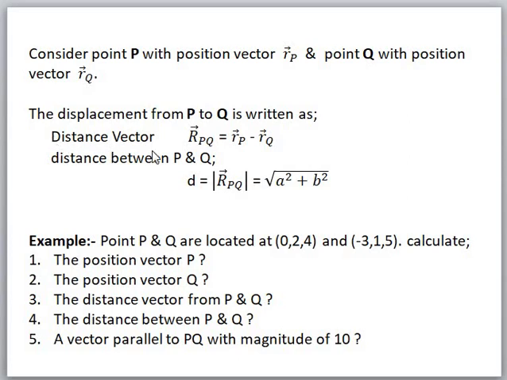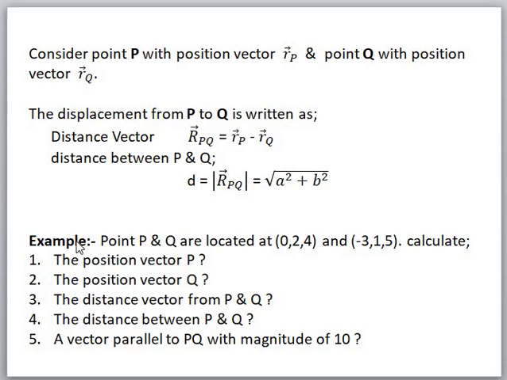Now the distance vector is represented by capital R_PQ, which is equal to the position vector of Q minus the position vector of P. This formula is the distance vector. Now let's see the distance between P and Q. The distance D is equal to the magnitude of the distance vector.